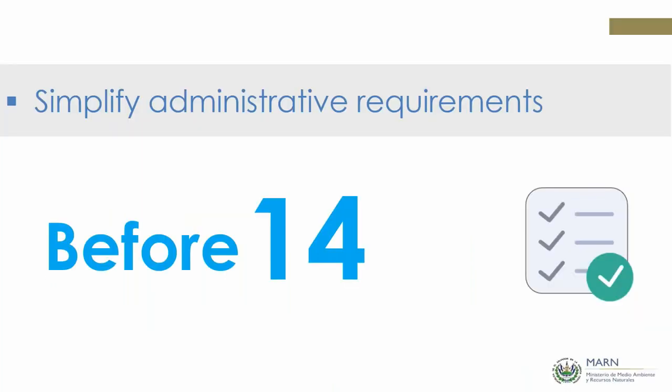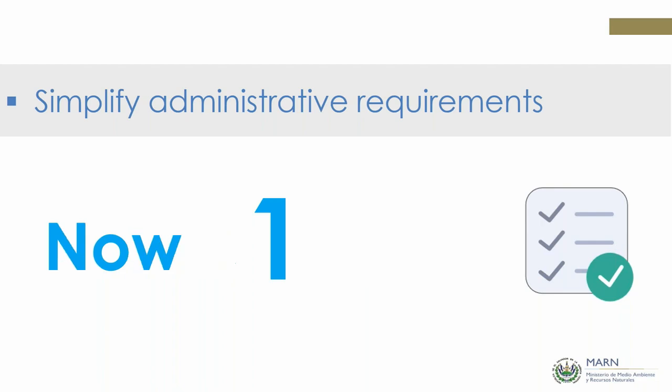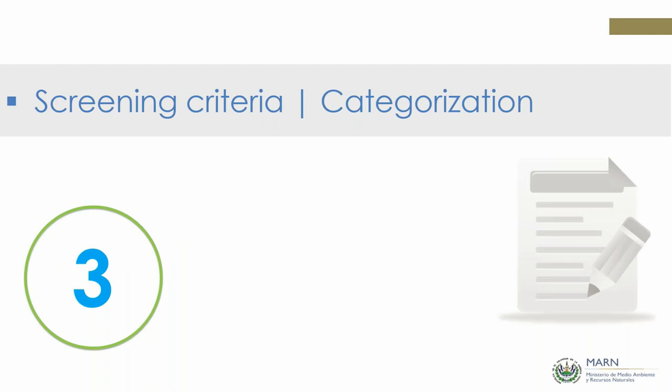Given that we looked at each part of the environmental assessment process in El Salvador, we decided to put more attention on the first part, which is the screening process. So we simplified the administrative requirements. Before, we had around 14 requirements before starting the assessment of criteria. Now we simplified, and we require just one of them. And the screening criteria process.